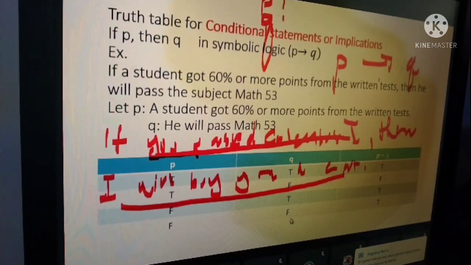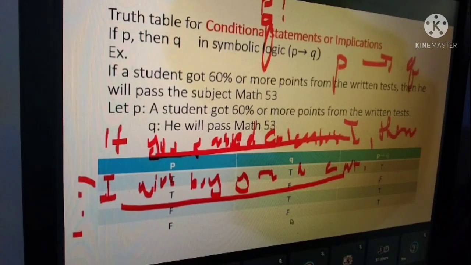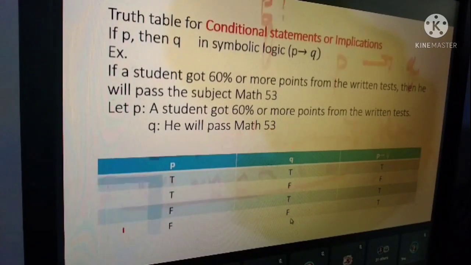So, ibig sabihin, kung dalawang proposition pinag-usapan natin, P and Q, mayroon tayong 2 raised to N, kaya may 4 na row. 1, 2, 3, 4. Tapos, isusulat natin yung P, isusulat natin yung Q, tapos yung P implies Q. Anong decision making natin dito? Para sa P, may 4 na row. So, true, true, false, false. Tapos, true, false, true, false.